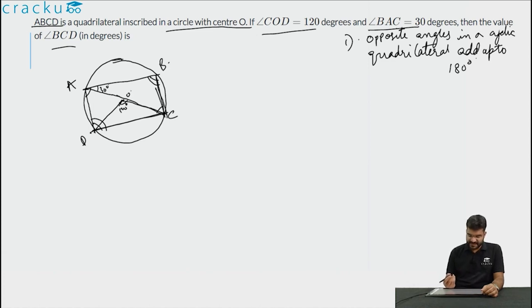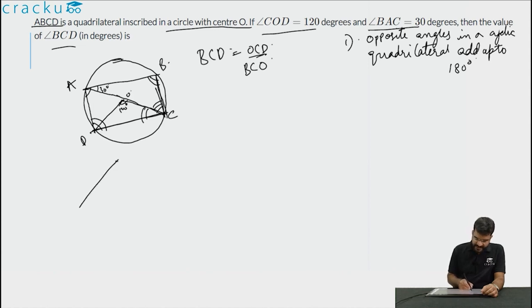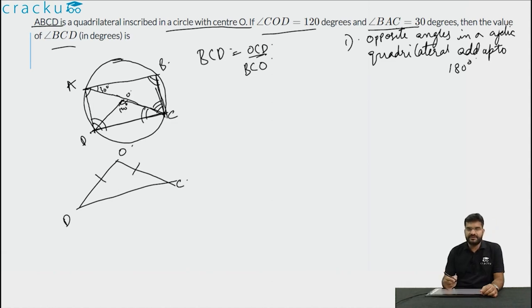So let us first divide BCD into two parts. One, we can calculate the angle OCD, and then we will calculate the angle BCO. Then we can sum up the value of BCD. Calculating the angle OCD is quite simple. If you look at only the triangle O, C and D, two sides of the triangle are the radius of the circle, so they are equal.